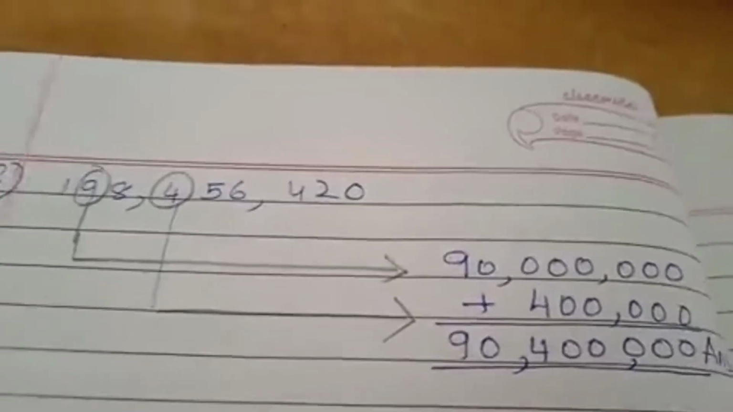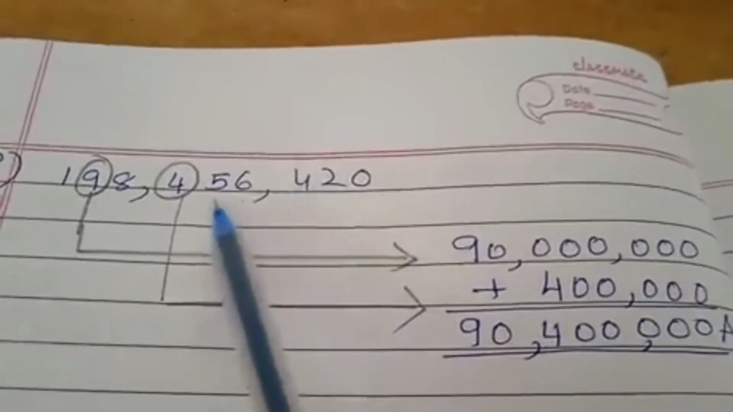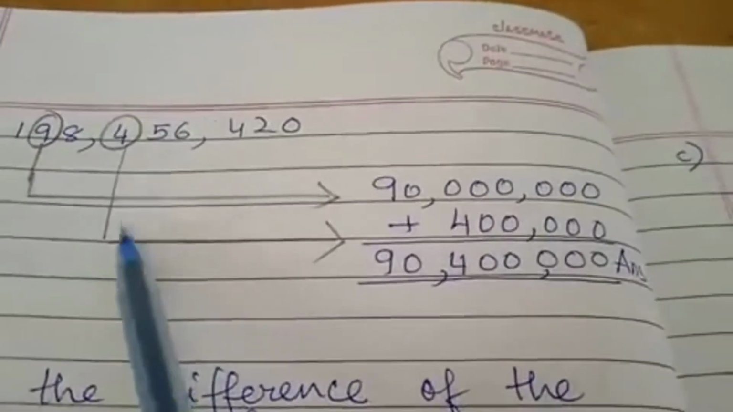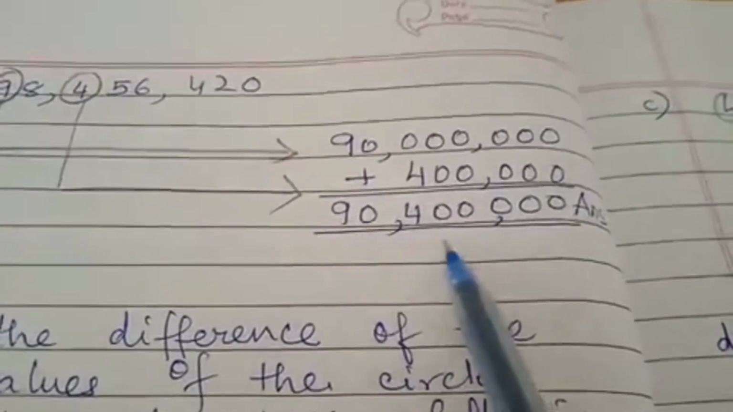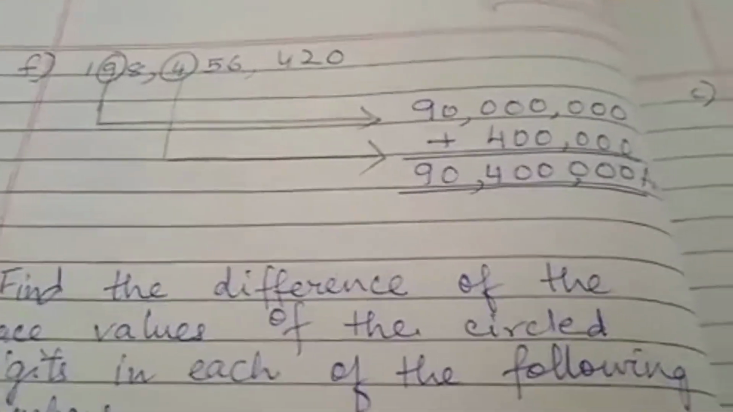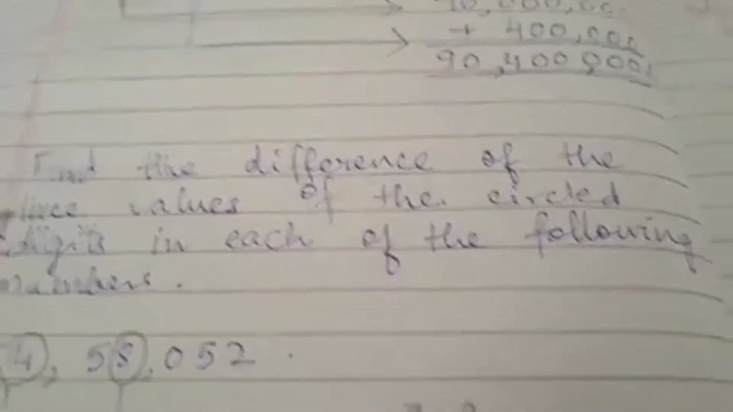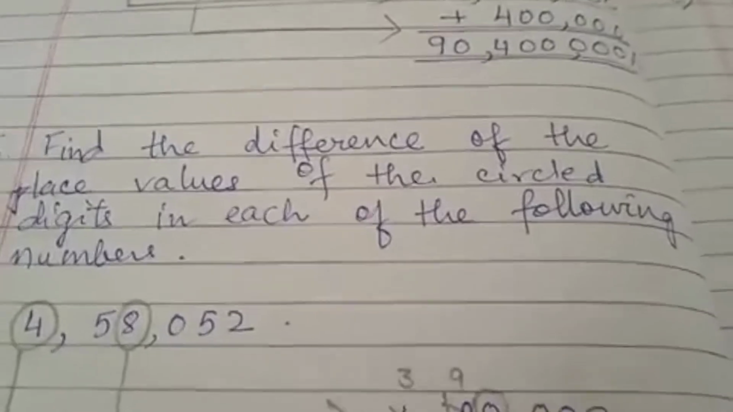Okay. We've got one more addition over here. Ones, tens, 100, 1,000, 10,000, 100,000, 1 million, 10 million. So 9 in the 10 million, so 90 million to be added to 4 in the 100,000 place, so 400,000. When we add, we get 90,400,000 as the answer. So now that the addition is over, we will do a similar exercise based on finding the difference, that is subtraction.